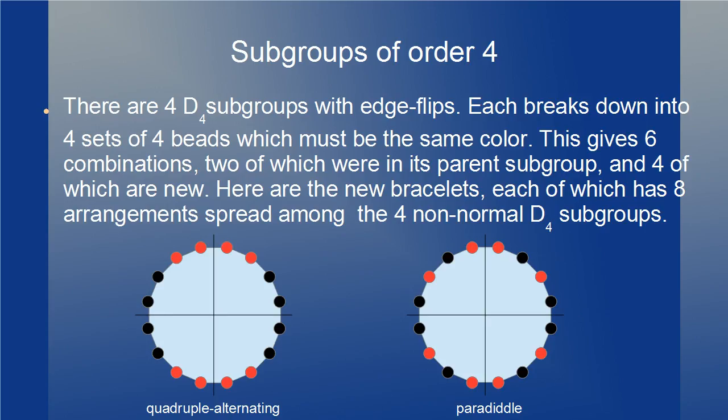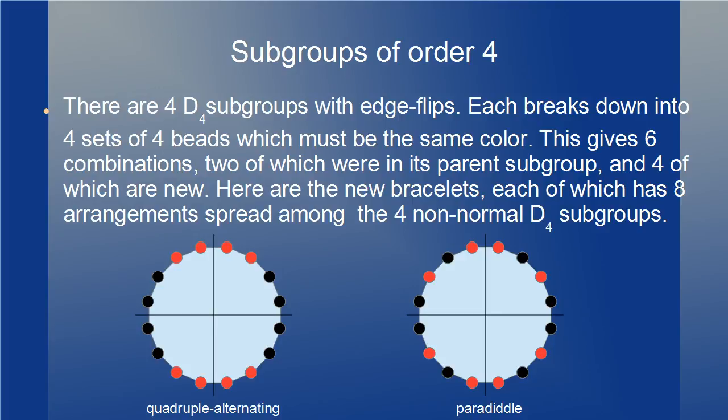Now let's look at the 4 D4 subgroups with edge flips. We look at these 4 at the same time because they are not normal subgroups, and any bracelets found will have their arrangements spread among these subgroups, which are identical except for the alignment of their flips. These, like the cyclic group of order 4, define 4 sets of 4 beads which must be the same color, and again there are 6 ways to do this. Since each D4 has only one parent group, we need only account for the 2 arrangements found in its D8 parent, and this yields 4 new arrangements per D4 subgroup. All the 4 D4 subgroups with edge flips taken together yield 16 new arrangements.